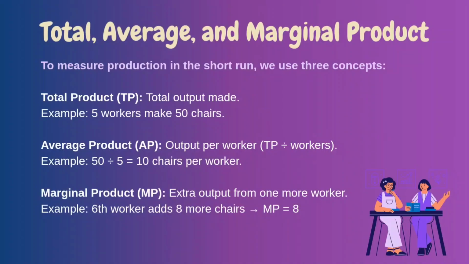Third, marginal product. This is the extra output from one more worker. For example, if the 6th worker adds 8 more chairs, therefore the MP is 8 chairs.